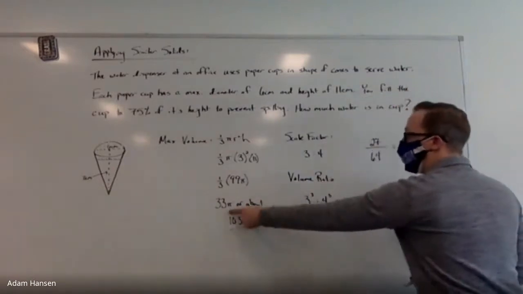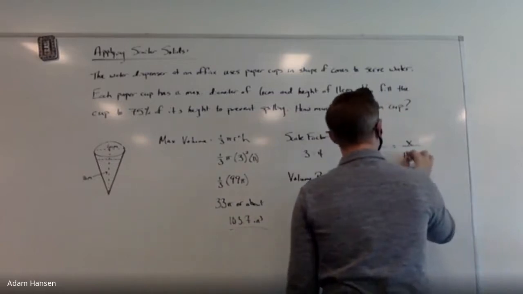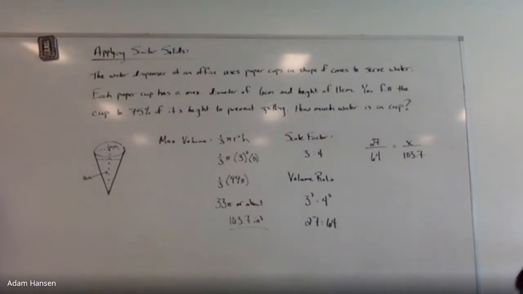Right, you could use 33 pi or about 103.7. I'm just going to use 103.7. Why'd you put X on top? Explain, Mark. Because we don't know what the volume of water is. Right, isn't there less water in the cone than the cone itself? Yeah. So I'm looking for a smaller volume compared to the overall volume, the volume of the cone itself. Now let's just cross multiply and go.